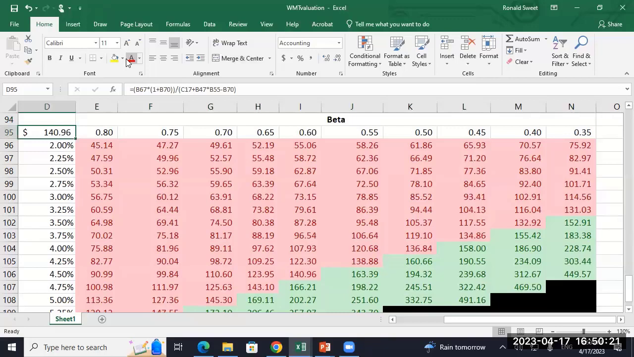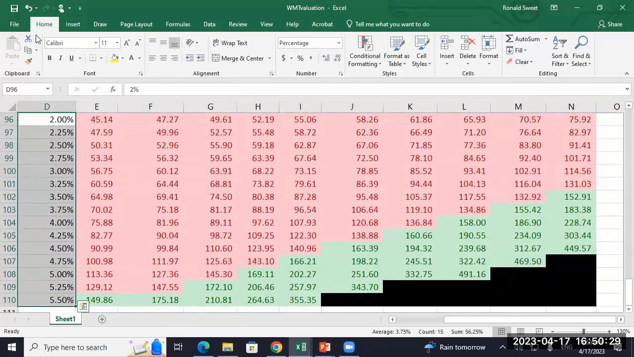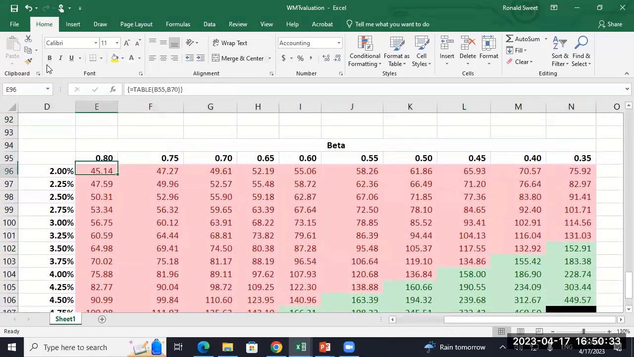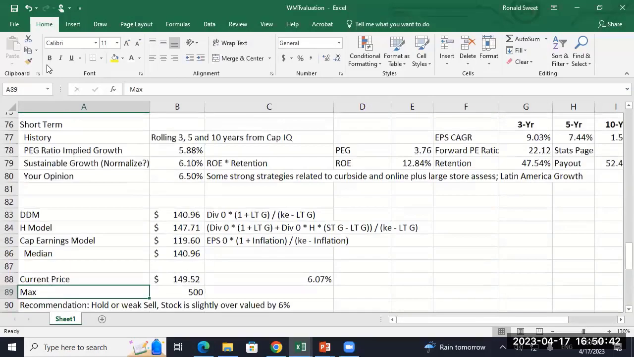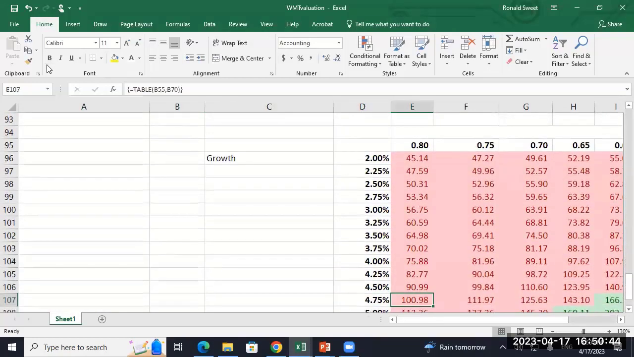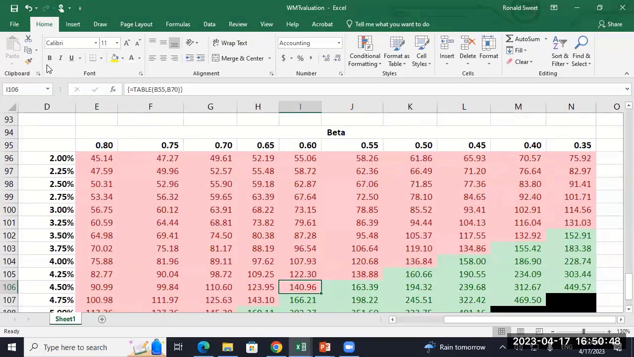I don't want this showing up, so I'll change that to white. So if you wanted to put something like this in your paper, I would certainly give you credit for doing a little extra analysis. The next thing is my base case was 0.6 and 4.5, 0.6 and 4.5. So there's where I am.